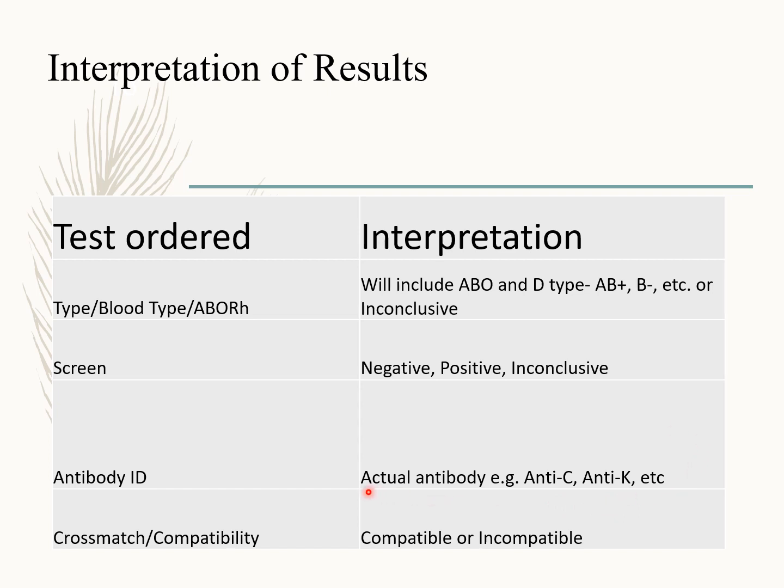When you're ordering a crossmatch or a compatibility test, the result should be compatible or incompatible. You're testing against a particular unit. So you're saying the patient is compatible with this unit or incompatible with this unit. So you want to make sure you have the right terminology. You don't want to say a crossmatch is negative. You want to say a crossmatch is compatible. And likewise, you don't want to say a screen is compatible. A screen is negative or positive.